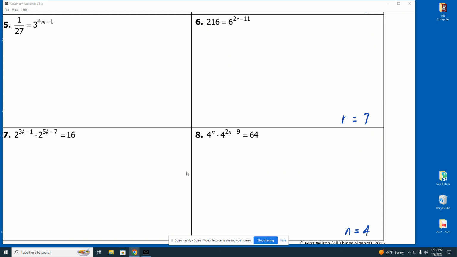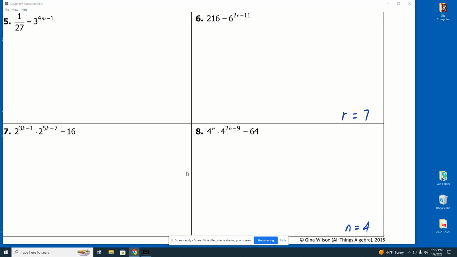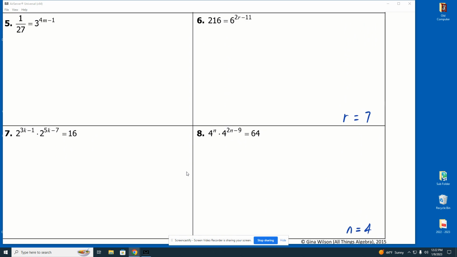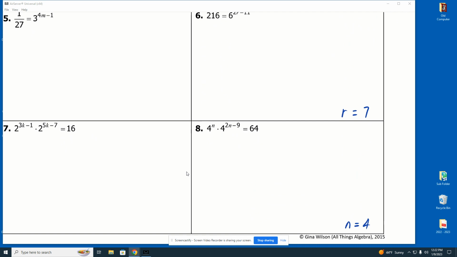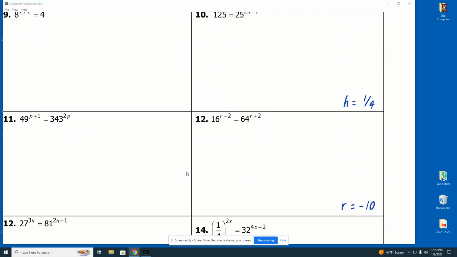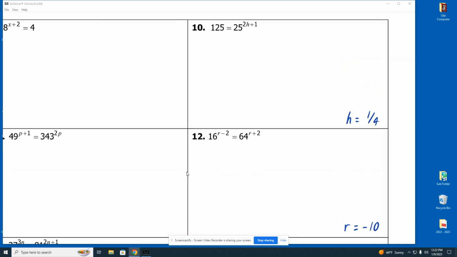No, just normal credit. Okay, number 6 was R equals 7. Number 8 was N equals 4. Sorry that I said 2 through 20 even. It was only 18. That's my bad. Number 10, H was equal to 1/4. And number 12, it was negative 10.